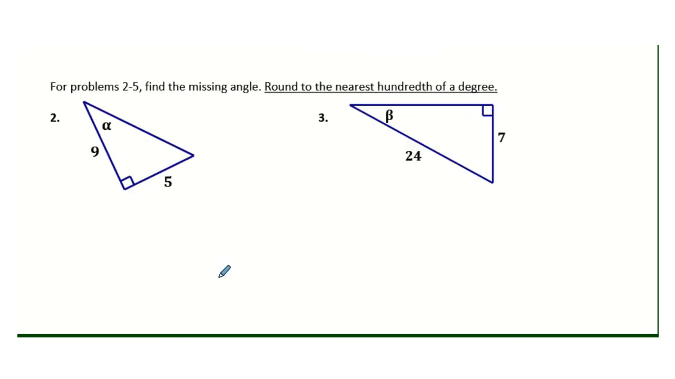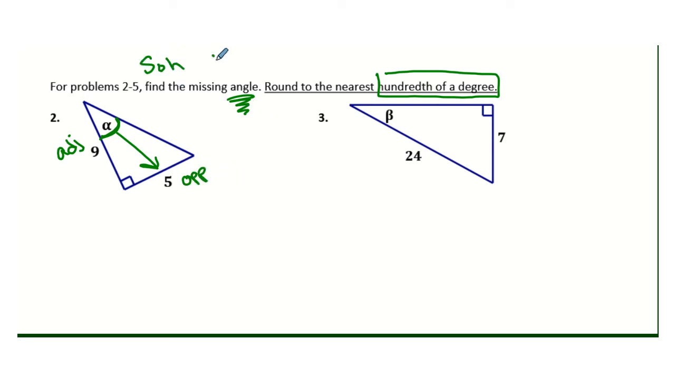For problems 2 through 5, find the missing angle. So here we're finding an angle, not a side length. Round to the nearest hundredth of a degree. So on number 2, here is my angle alpha. Next to alpha is 9, so that's adjacent. Opposite of alpha is 5. So if we're using SOHCAHTOA, which one uses opposite and adjacent?